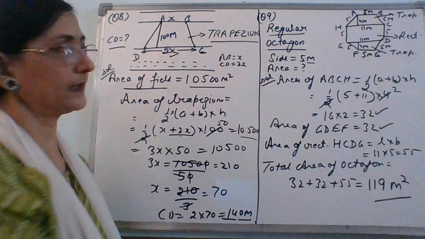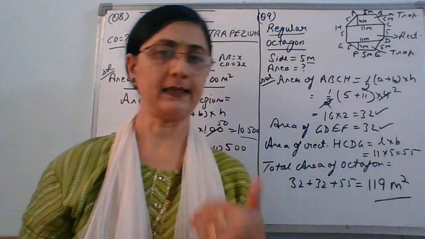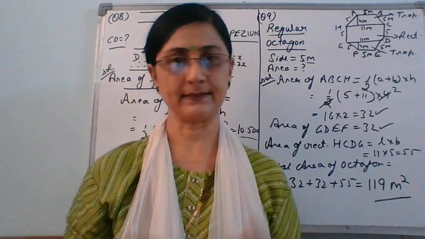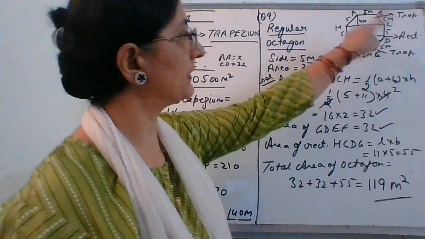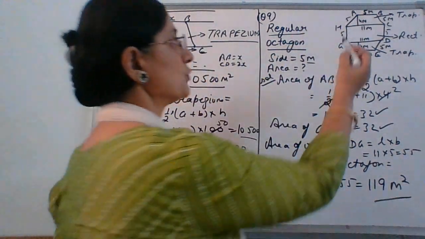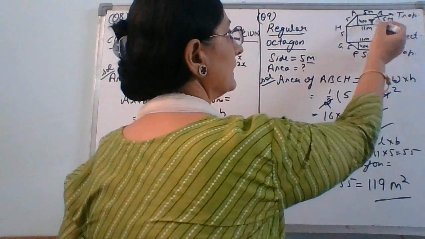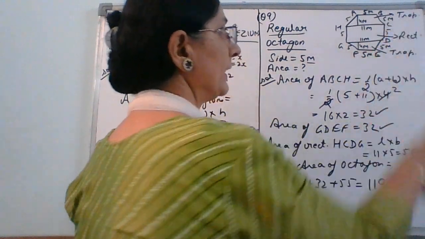Now here, this is a regular octagon. Octagon means 8 sides. Regular means all sides are same. 5, 5, 5, 5, every side. So this figure, if we join this and this, we get 3, right? 2 trapeziums and 1 rectangle.